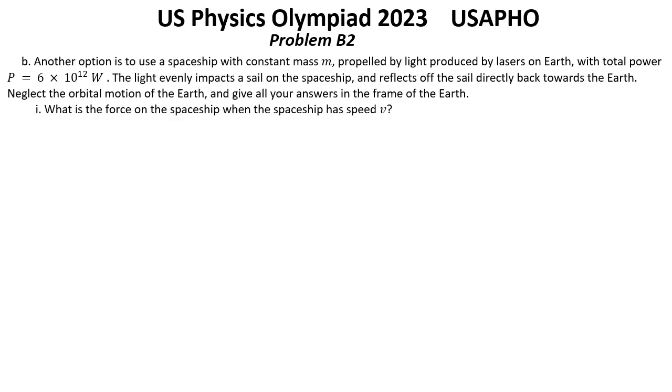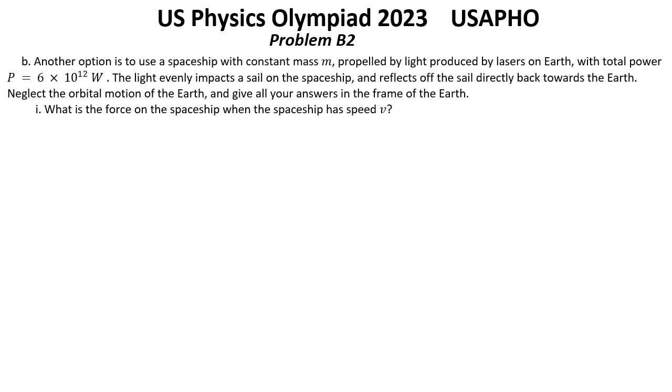Solution for part B. Another option is to use a spaceship with a constant mass m, propelled by light produced by lasers on Earth, with a total power P equal to 6 × 10^12 watts. The light evenly impacts a sail on the spaceship and reflects off the sail directly backward to the Earth. Neglect the orbital motion of the Earth, and give all your answers in the frame of the Earth. Question 1. What is the force on the spaceship when the spaceship has speed v?